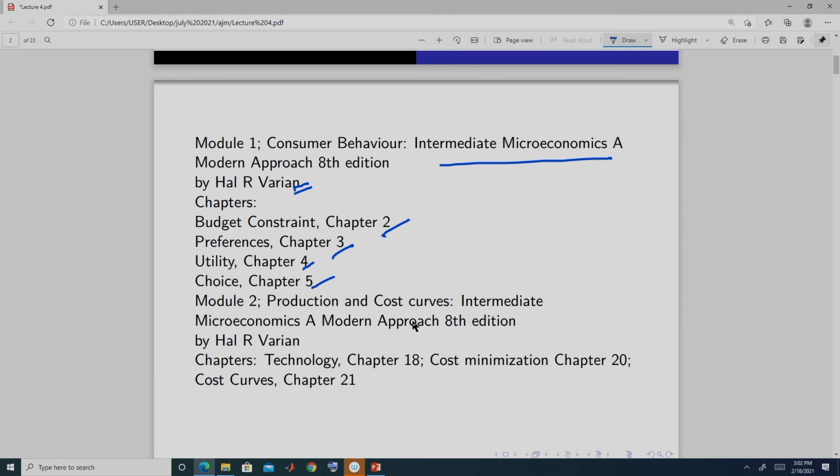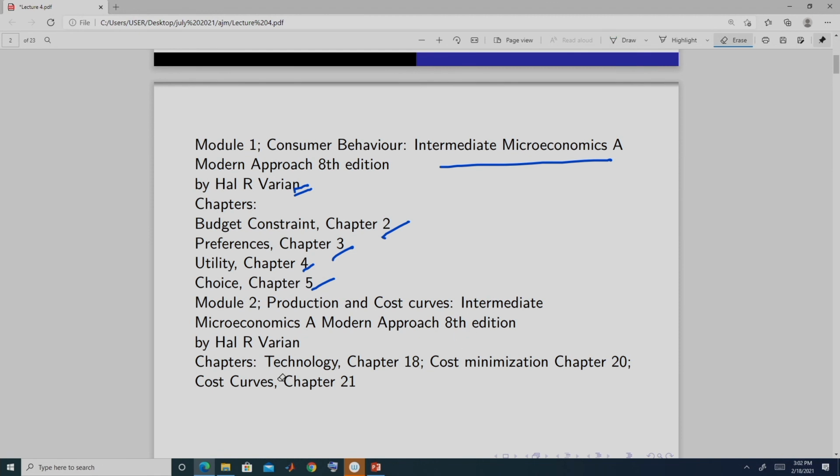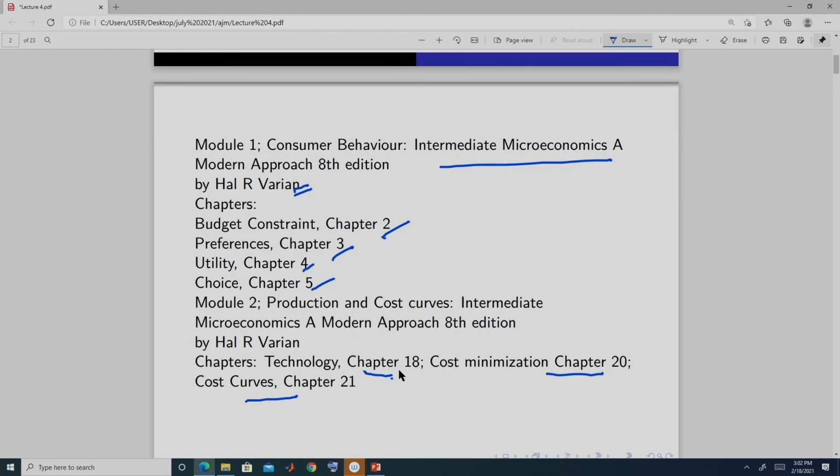And today we are going to start module 2, that is production and cost curve. For this also you can follow the same book, Intermediate Microeconomics, A Modern Approach, 8th edition by Hal Varian. The chapters are technology, chapter 18, cost minimization, chapter 20, and cost curves, chapter 21. So, these 3 chapters. Today we will do chapter 18, that is technology.